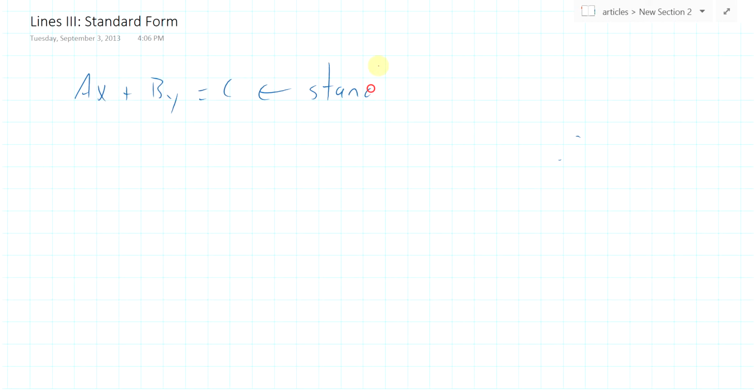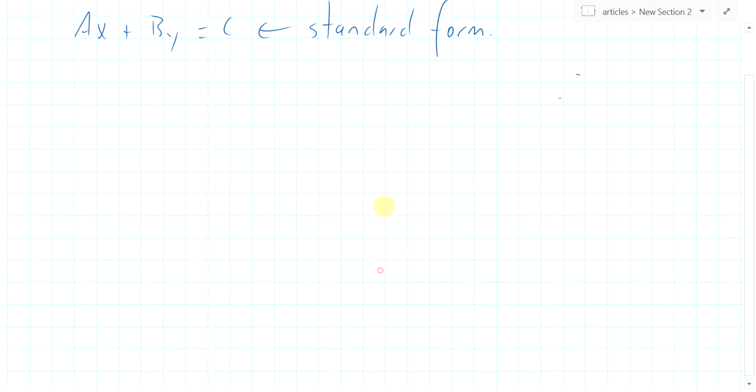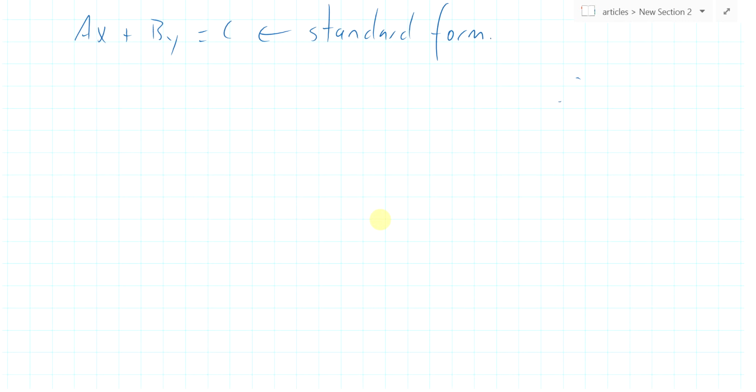This might be unfamiliar to some of you. And one question is why do we care about the standard form of a line if we have these other useful forms? Well, actually it comes up a lot in business. So suppose we're talking about revenues, right?